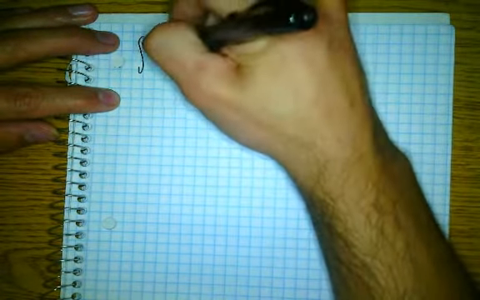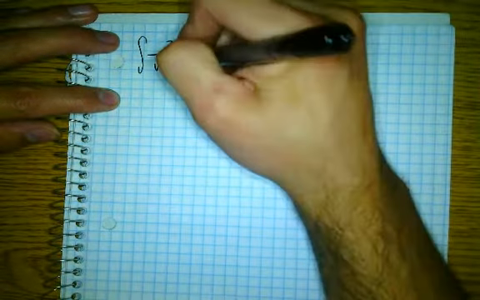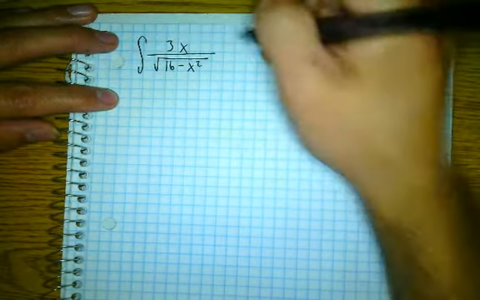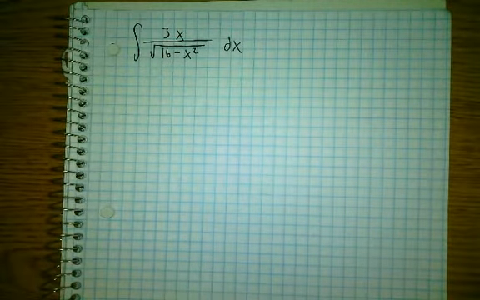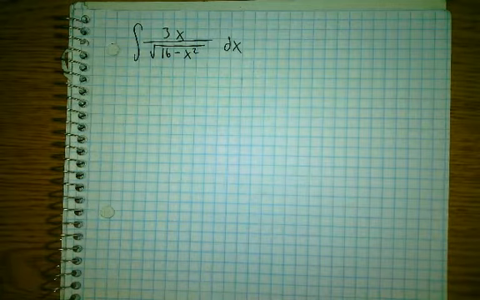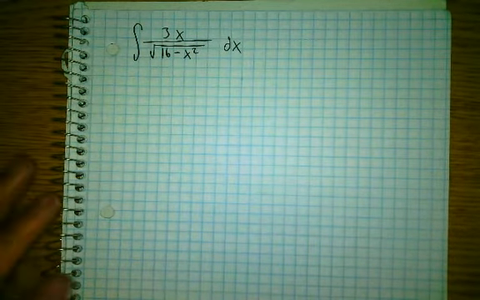So let's do the integral of 3x divided by the square root of 16 minus x squared dx. We'll go ahead and pause the video. Try this on your own. Make it like 85 for partial. All right, let's go over this.